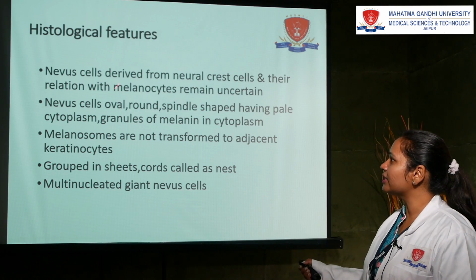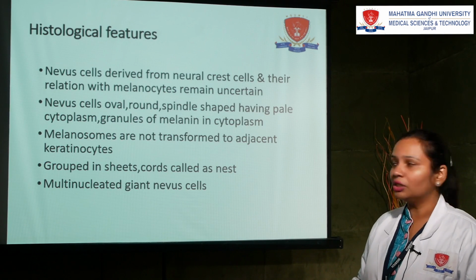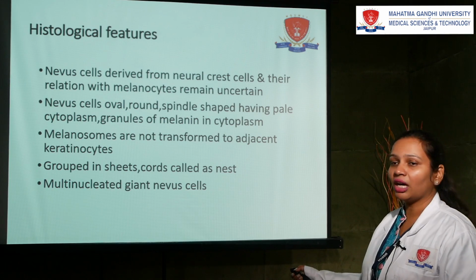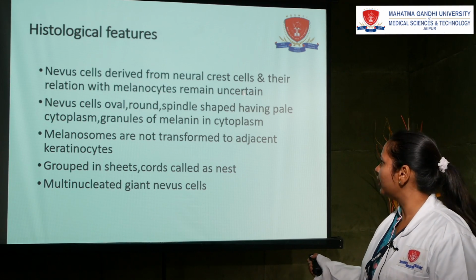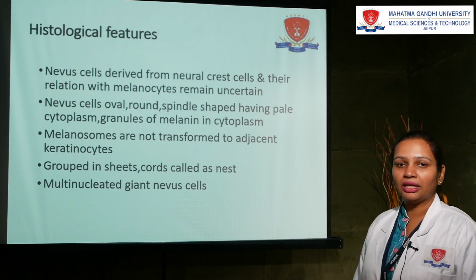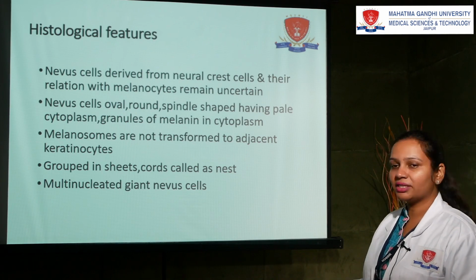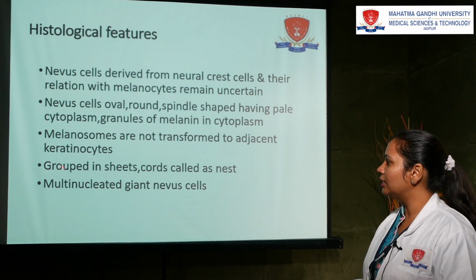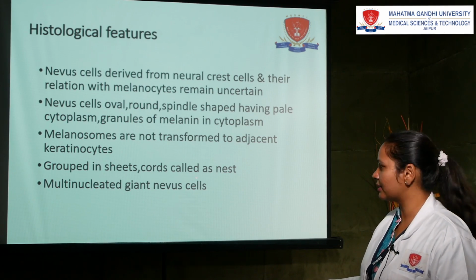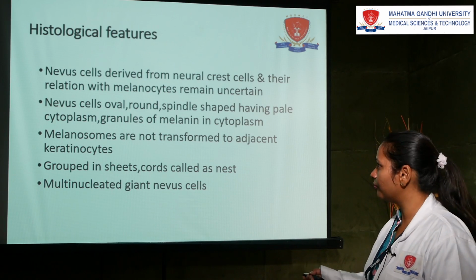Histologically, nevus cells are derived from neural crest cells, and their relation with melanocytes remains uncertain. Nevus cells are oval, round, or spindle shaped, with pale cytoplasm and granules of melanin in the cytoplasm. Melanosomes are not transferred to adjacent keratinocytes. These cells are grouped in sheets and cords, known as nests. Multinucleated giant nevus cells are also seen.